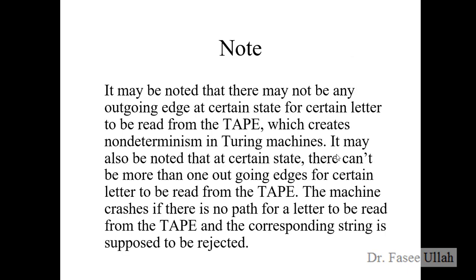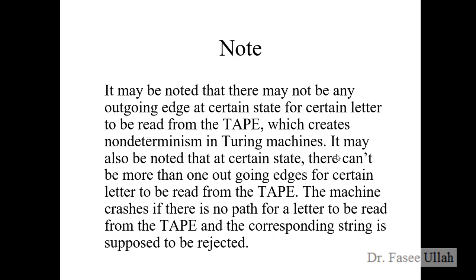So there are some observations about the whole elements used in the Turing machine. It may be noted that there may not be any outgoing edges at a certain state for a certain letter to be read from the tape. This is a very important point, which creates non-determinism in the Turing machine. It may also be noted that at a certain state there cannot be more than one outgoing edge for a certain letter to be read from the tape.